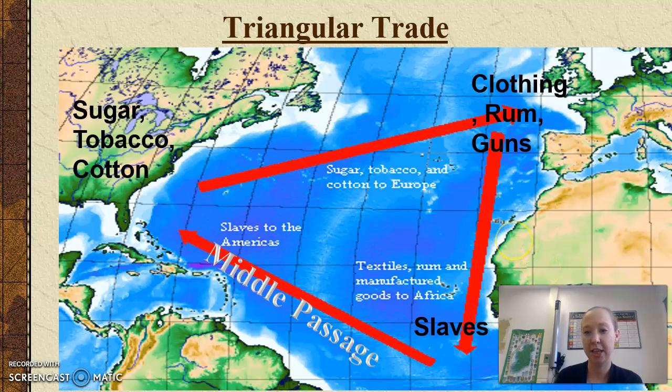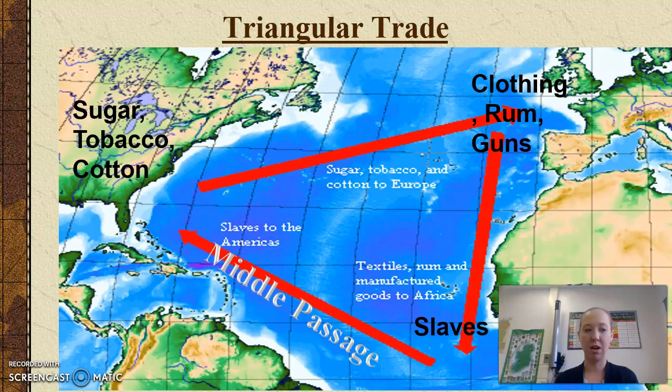And in exchange, Europeans are then going to buy enslaved peoples from Africa. Those enslaved peoples are going to be transported then over to the Americas to work on mines and plantations, okay? This leg right here between Africa and the Americas is called the Middle Passage. And the Middle Passage is very notorious for obvious reasons. This Middle Passage was an extremely hard journey, especially for those individuals who are enslaved.